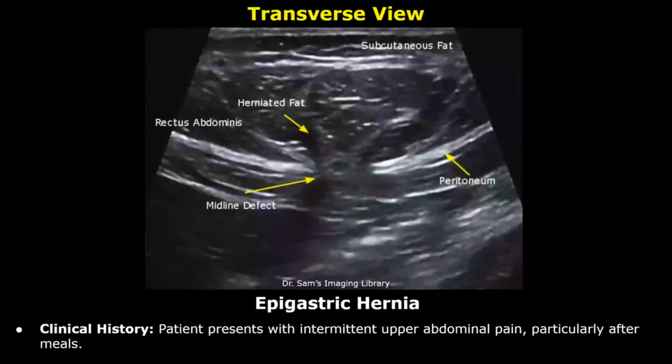And in this video, you will learn how to write ultrasound reports on hernias. The reports will include 3 parts: the clinical history, the findings, and the impression. The first case is an epigastric hernia. This is the clinical history. Patient presents with intermittent upper abdominal pain, particularly after meals.